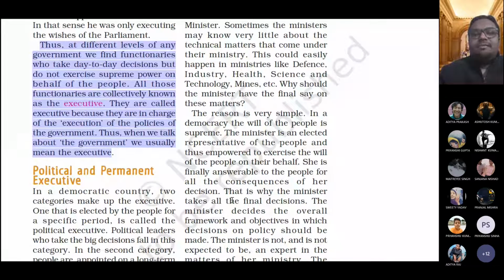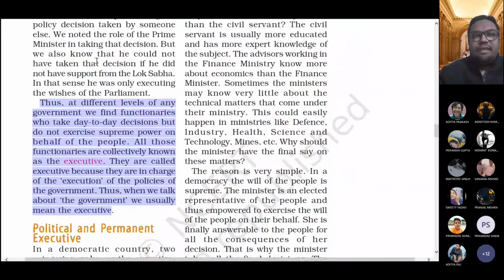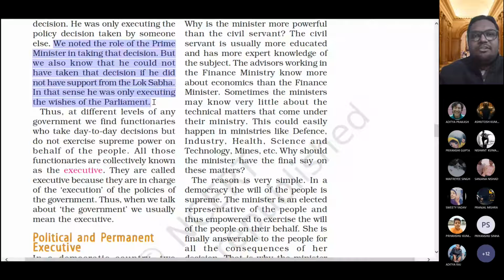But the decisions which are taken in the Lok Sabha, the laws which are passed in the Lok Sabha, who is going to practically implement it in the country, in the day-to-day life? So first is definitely our Prime Minister, because here we have seen that we noted the role of the Prime Minister in taking that decision, but we also know that he could not have taken that decision if he did not have support from Lok Sabha. In that sense, he was only executing the wishes of the Parliament. So Prime Minister of India, yes, definitely it is not that he has no independent power. Definitely he has independent powers, but generally the Prime Minister of India is implementing the laws or the things which are, you can say, wishes of the Parliament.